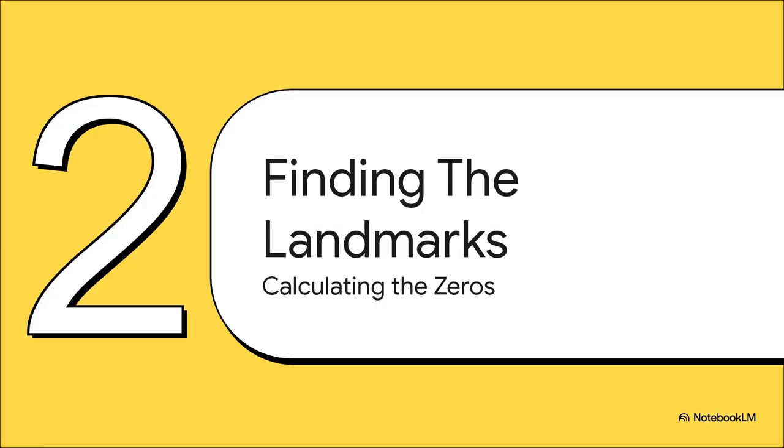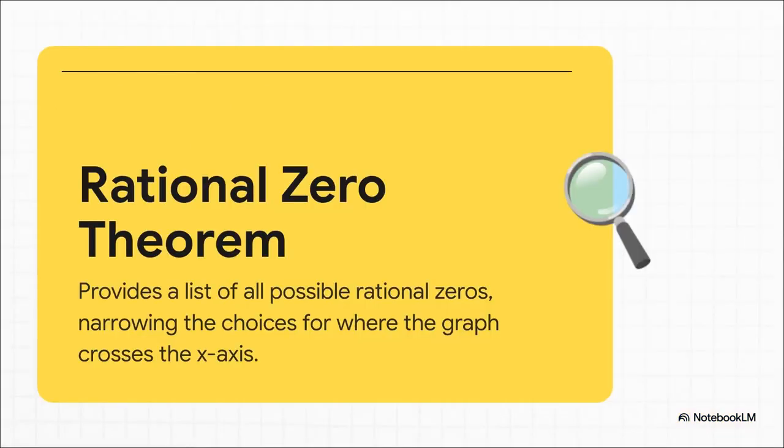All right, let's move on to our next big step, finding the key landmarks. We know where our roller coaster starts and ends, but now we need to know where it crosses the ground, the x-axis. These crossing points, which we call zeros or roots, are basically the most important landmarks on our map. But how do we find them? I mean, we could just guess random numbers all day, but that's not exactly a great strategy.